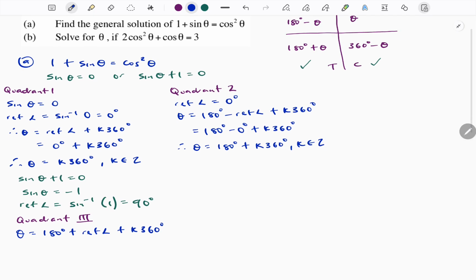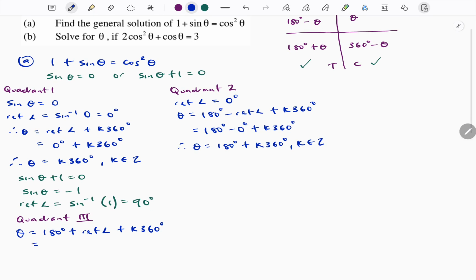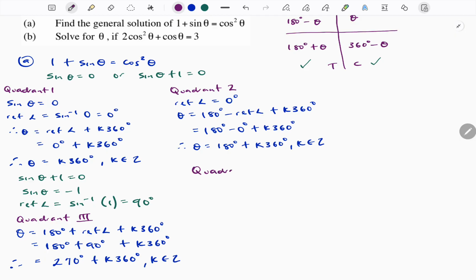We're still working with a sine that's equal to 180 degrees plus 90 degrees plus K 360 degrees. And that will give us, therefore, theta equals 270 degrees plus K 360, where my K is an element of integers. Then I need to work for my fourth quadrant. I'm going to have the same value, I think, but I'm going to work that out.